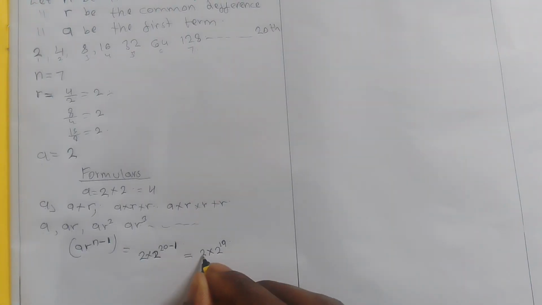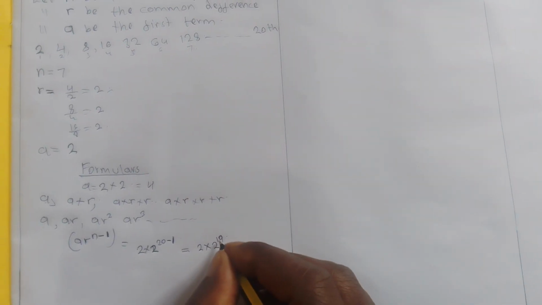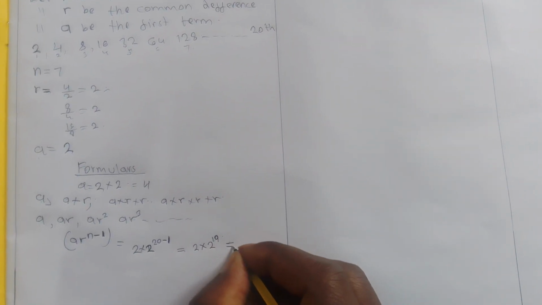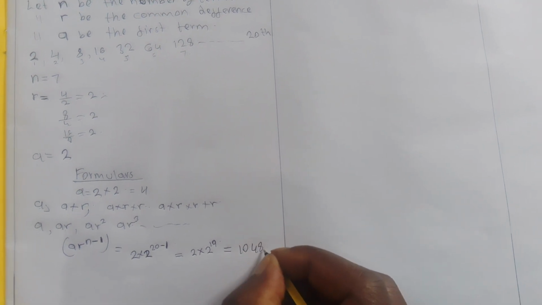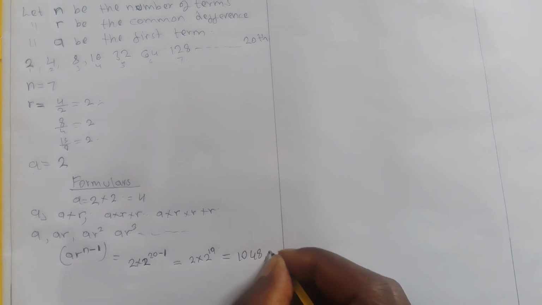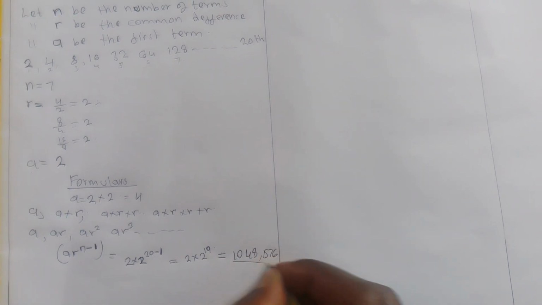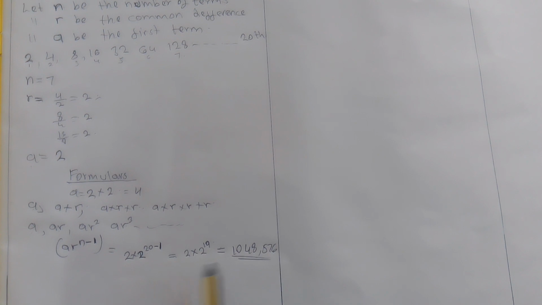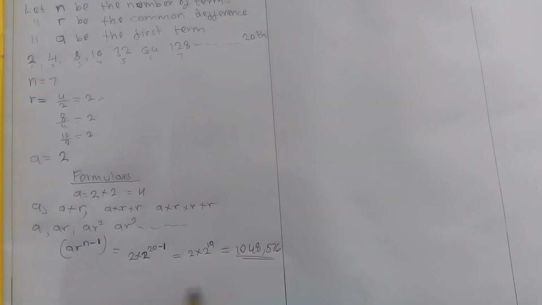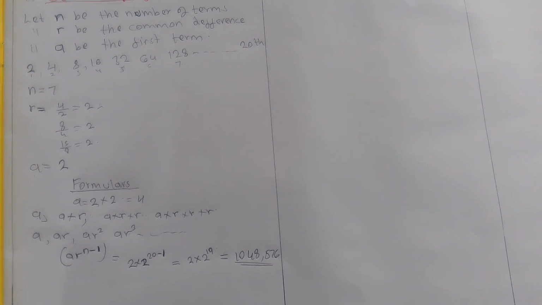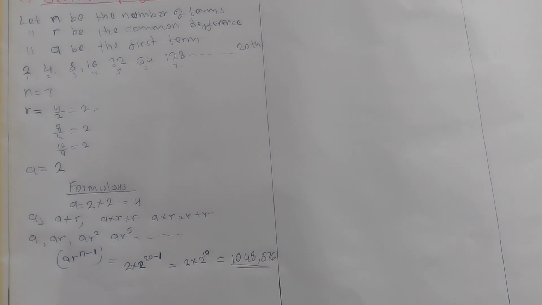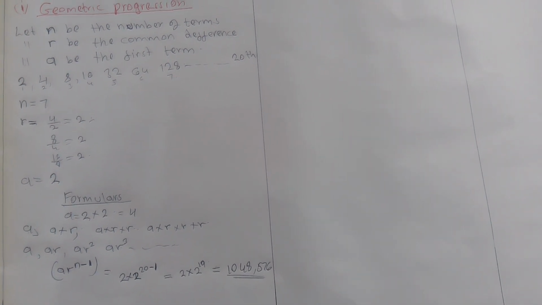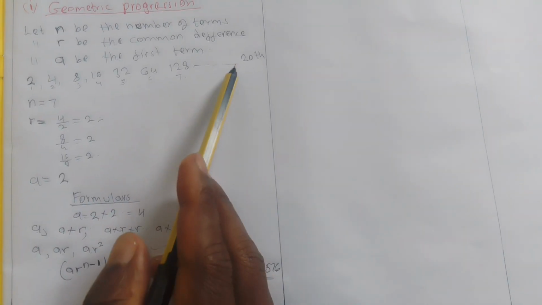If you calculate this one, 2 times 2, that is 4. 4 raised to power 19, you will get an answer of 1,048,576. So our 20th term is 1,048,576. So that's how you can use the formula to get the 20th term. So this one is the 20th term in the series.